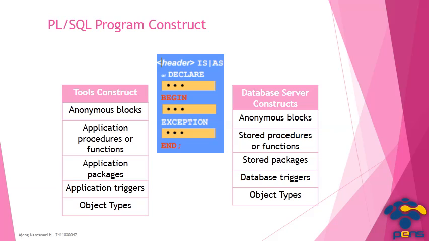PL/SQL program constructs. There are two types. The first is tool constructs, such as anonymous blocks, application procedures or functions, application packages, application triggers, and object types. And then database server constructs, such as anonymous blocks, stored procedures or functions, stored packages, database triggers, and the last is object types.